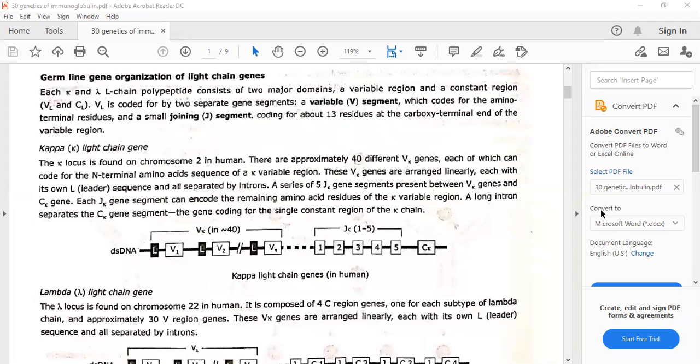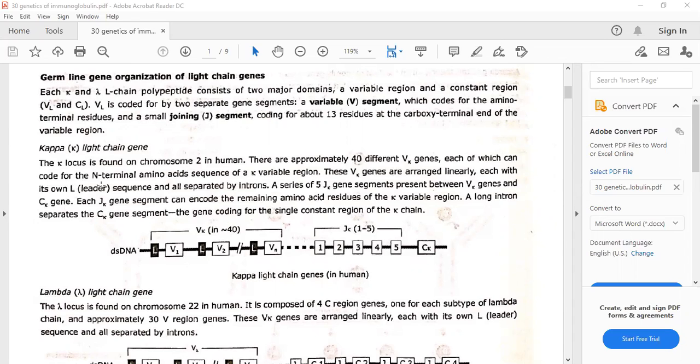So there is a very complicated situation. The problem can be resolved by the variable regions, because the constant region is fixed, but the variation is found only in the variable region of the antibody. So only the variable region will change its structure, its genetic organization, for the construction of a complete antibody. First we are going to discuss the light chain of the antibody.